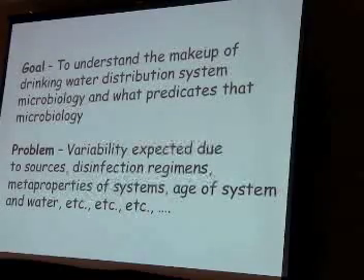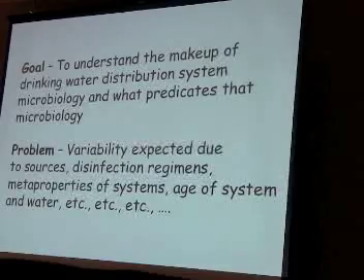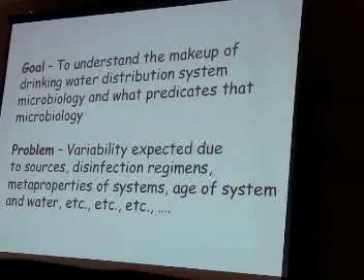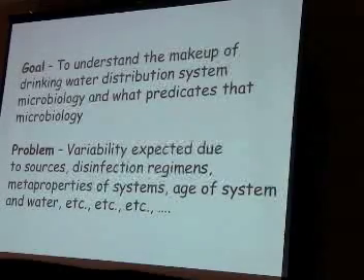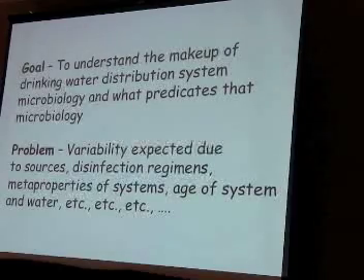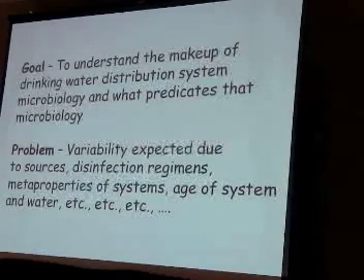The problem, of course, in doing this is the high degree of variability that one has to expect. There's a long history of people studying microbiology of water systems using a variety of methods. And although using culture-independent methods, we're certainly getting a much closer view than we've ever seen, the issues of variability are great.